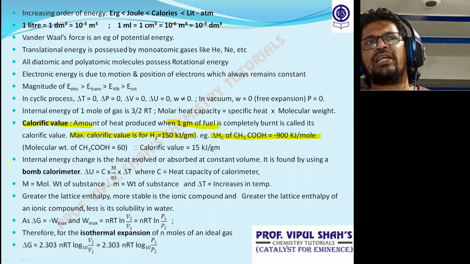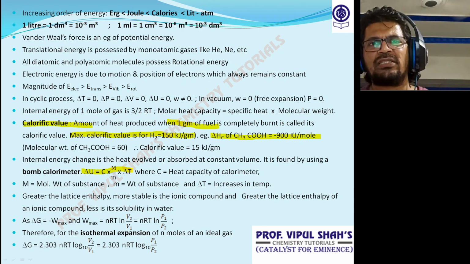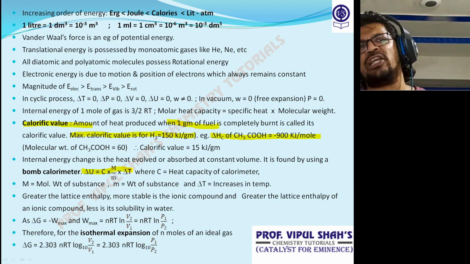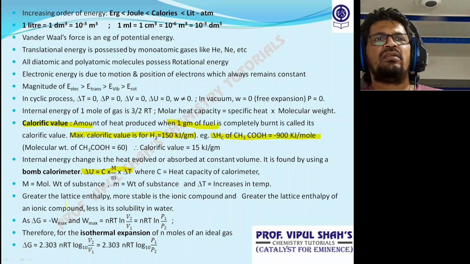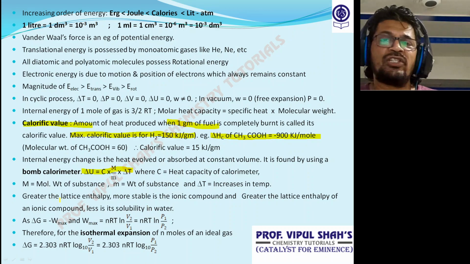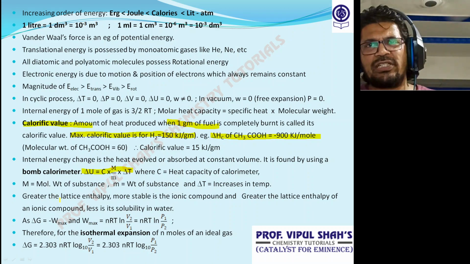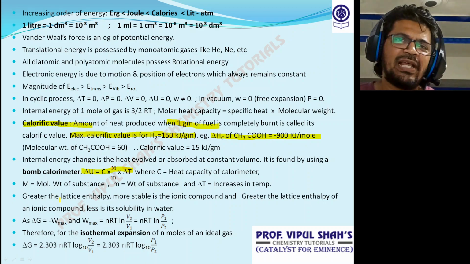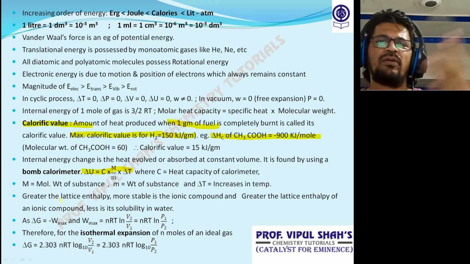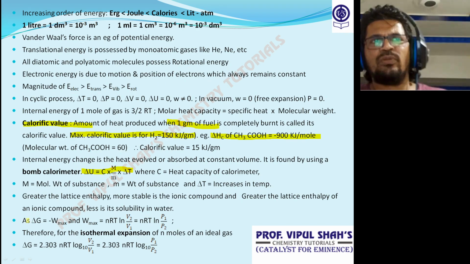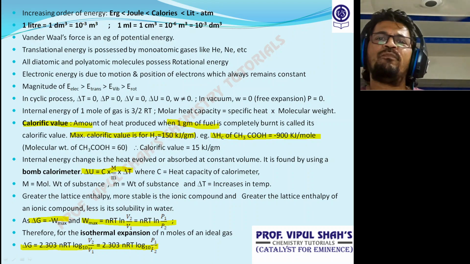Then energy exchange in a bomb calorimeter, that's delta U, which is m c delta T. m is the mass, c is the specific heat, and delta T is the change in temperature. Then with respect to lattice energy, if the lattice energy is more, then the ionic compound is more stable, and the greater the lattice enthalpy, solubility is less because the solute-solute interactions are more. Delta G is minus W max, so W max can be written by this formula: delta G is 2.303 nRT log of V2 by V1 or log of P1 by P2.